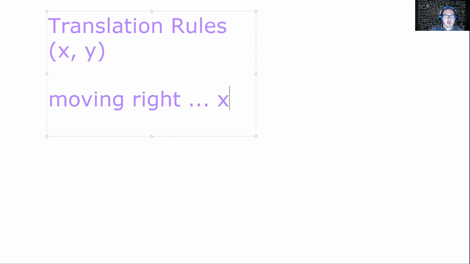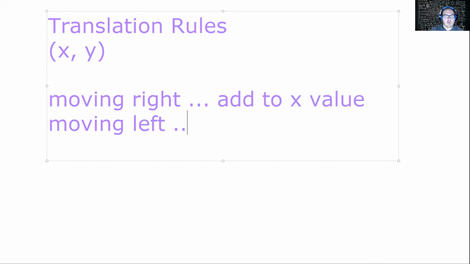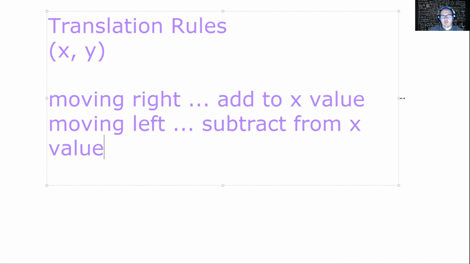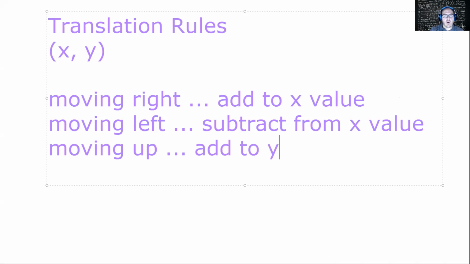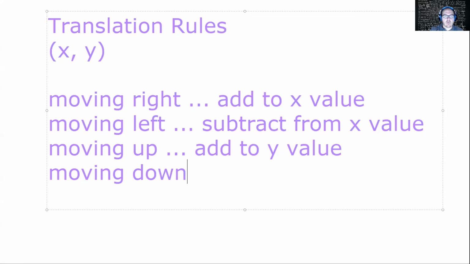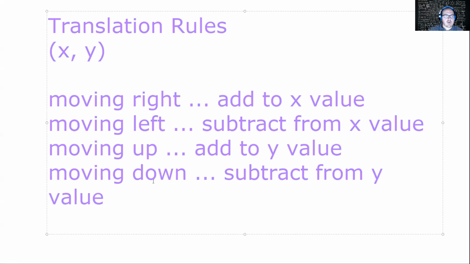Moving right means you're adding to the x. Moving left means you're subtracting from the x value. Moving up means you add to the y value. Moving down means you subtract from the y value. And those are your translation rules.